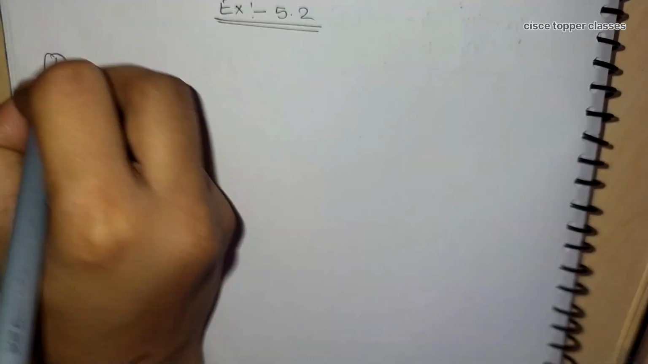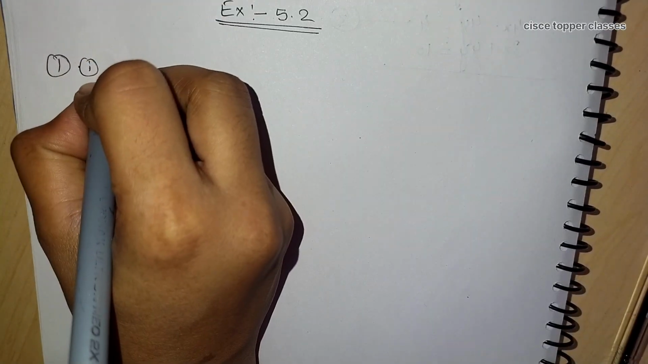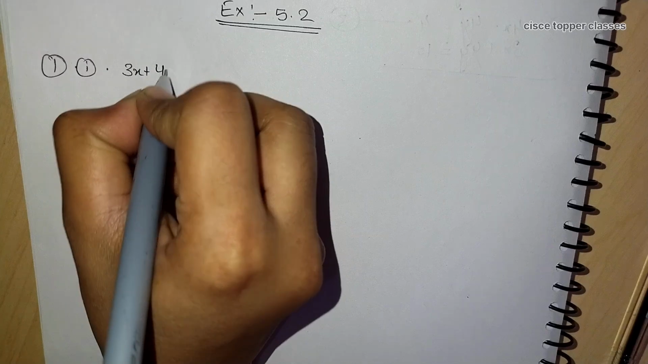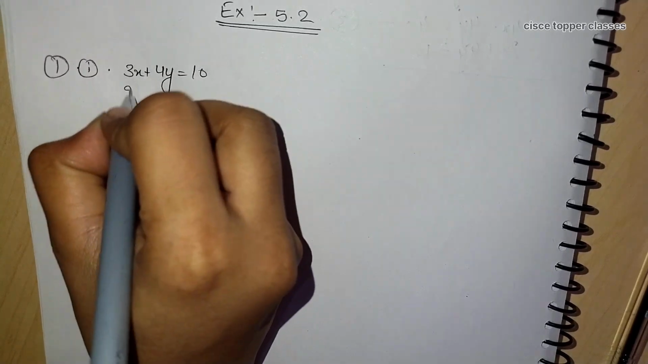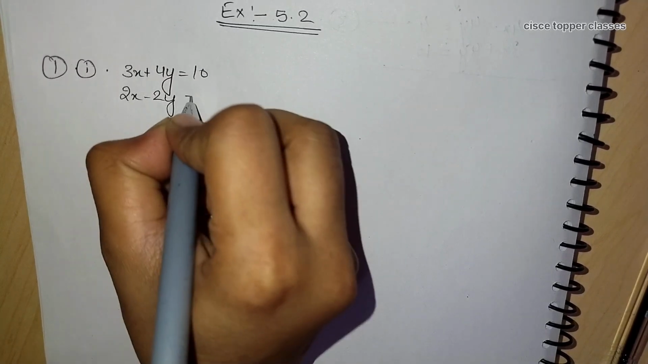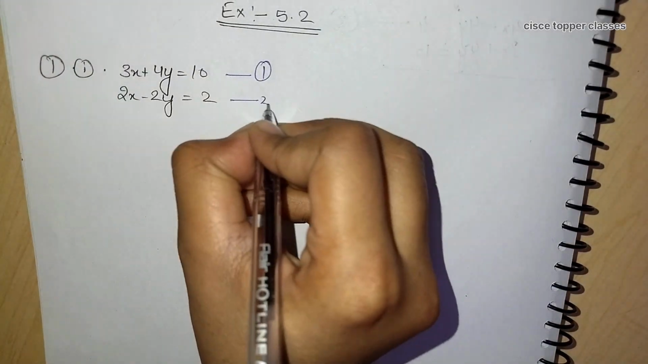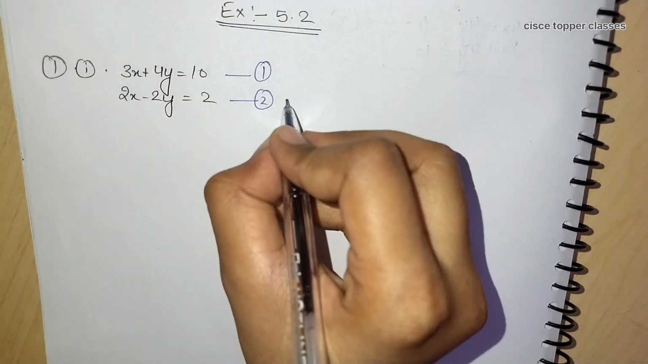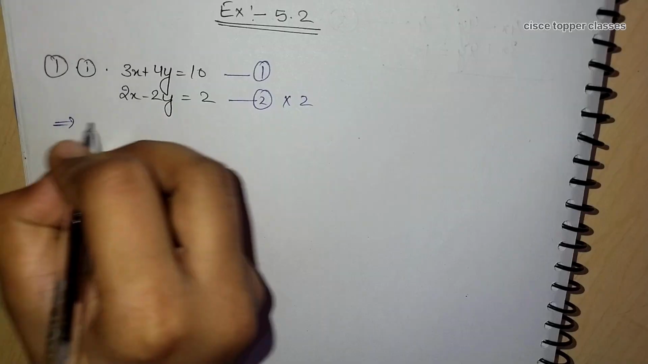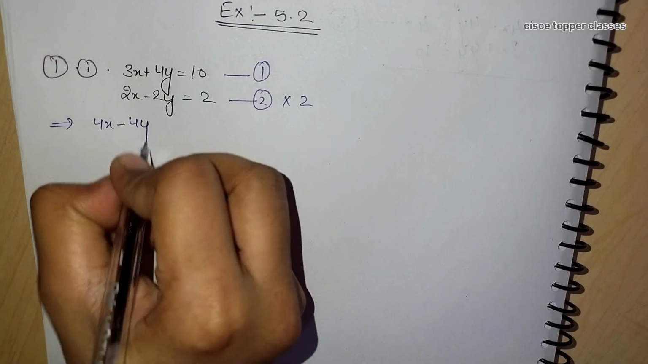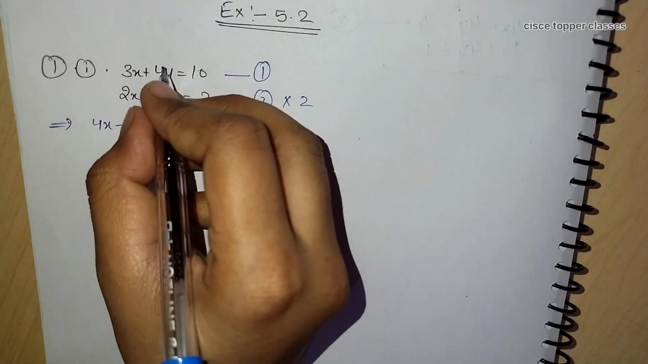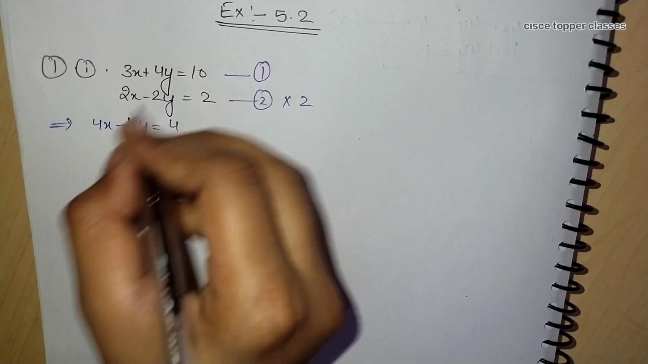So we have to solve the first part here by the elimination method. 3x plus 4y equal to 10, and 2x minus 2y equal to 2. Let this be the first equation and this the second equation. On multiplying the second equation by 2, we will get 4x minus 4y equal to 4. And let us add these to cancel out 4y.